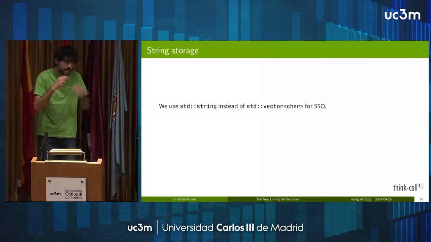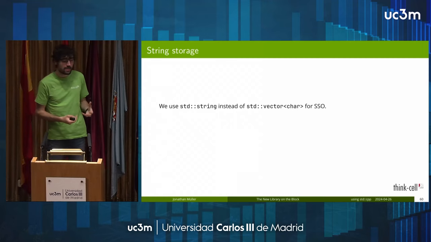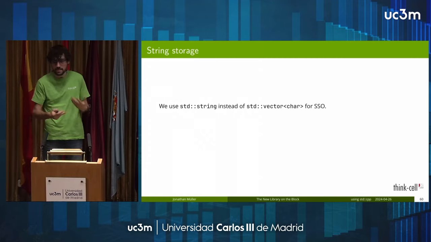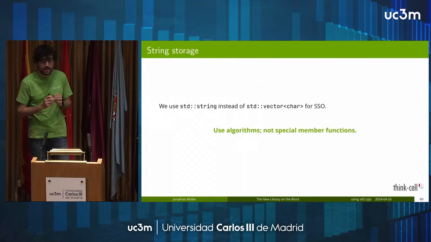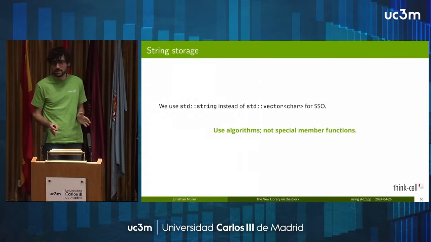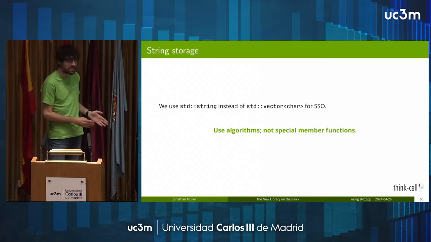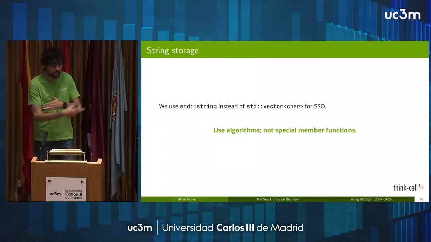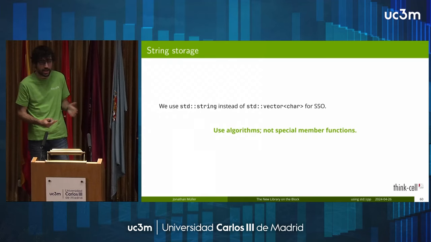So we use std::string to store runtime strings, but simply because it has SSO, right? A vector of char doesn't have it, so we don't use it. We don't use any of the special member functions string has, because we use algorithms. Strings are just ranges, so we manipulate them using the same algorithms we manipulate any other data. Like, we don't call any member functions on std::string ever.